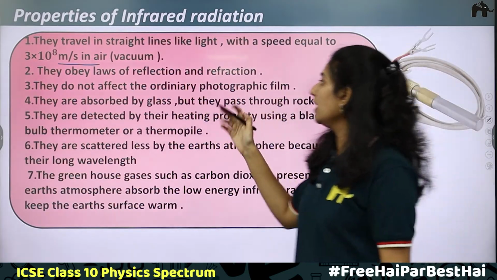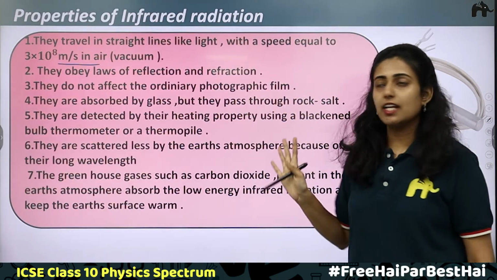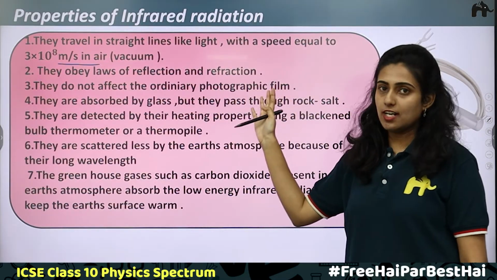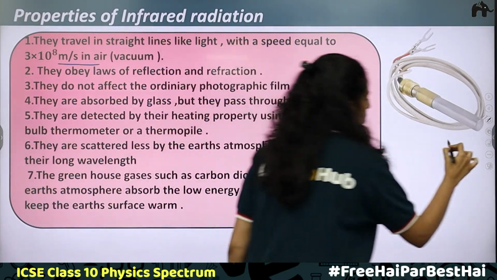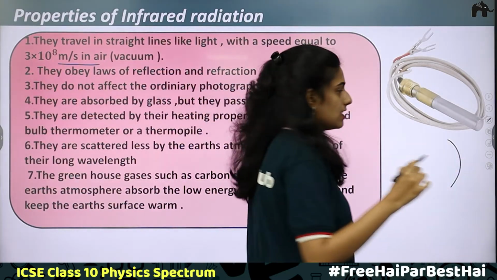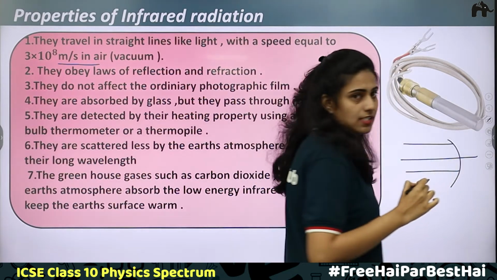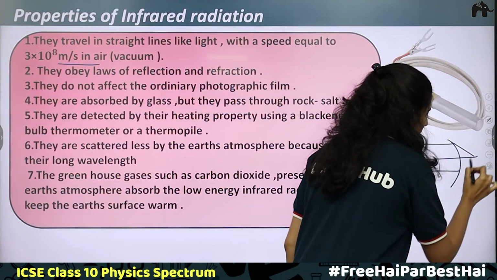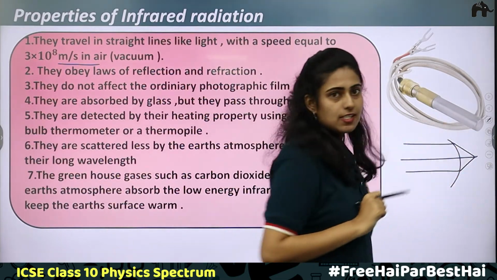Second point, they obey laws of reflection and refraction. So, we have studied ultraviolet radiations also obey the laws of reflection and refraction. So, these are powerful radiations. So, we have studied about parabolic mirrors, convex and concave mirrors. When parallel beam of lights are passed, what happens? It gets focused at a point. We know this. So, sunlight can be focused in this way.